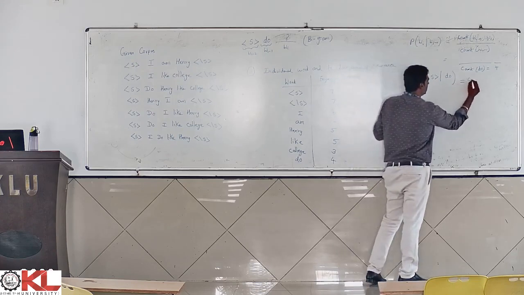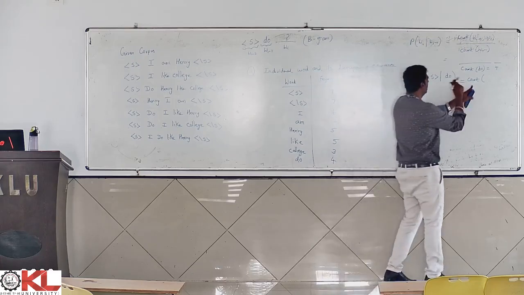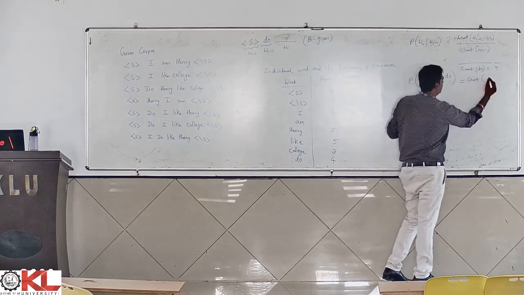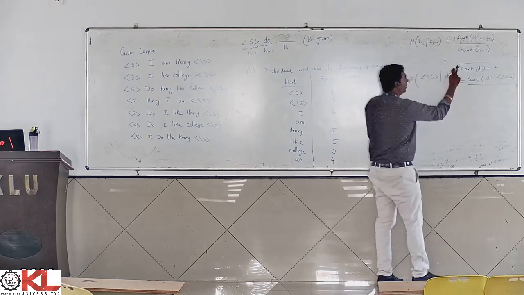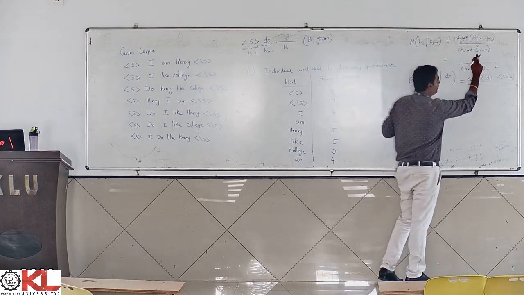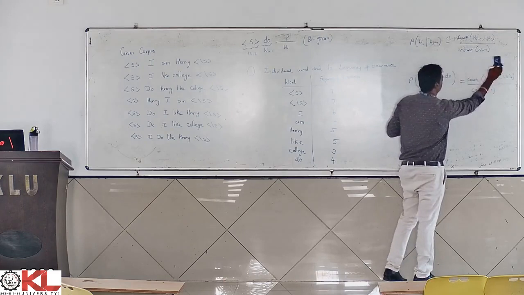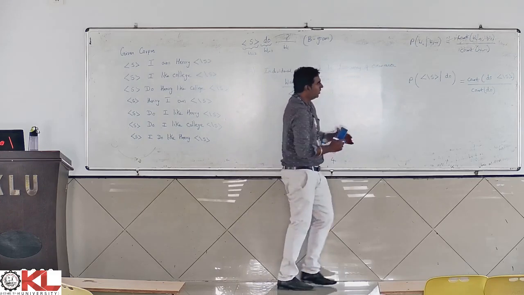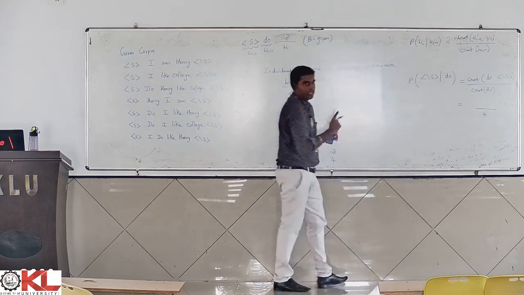So how do I write the formula using maximum likelihood estimation? Count of W of I minus 1 and W of I together. What does it mean? Do and end of the sentence. What about the denominator? The denominator is count of W of I minus 1. What is W of I minus 1? It is do. So count of do. I hope you understood this one, right? Now I am going to check the denominator. I know the value is 4. The denominator value is 4.